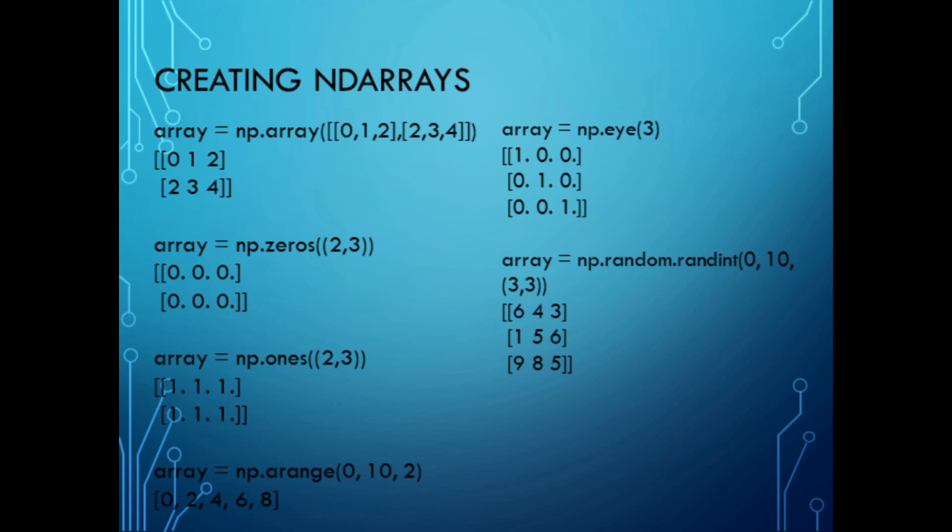The next example is np.zeros, and within the parentheses we give 2, 3. It creates an array in which all the elements are zeros, because we used the command zeros. So np.zeros(2, 3) gives 2 rows and 3 columns, with all elements zeros. The next function is np.ones with 2, 3. That creates a new array with 2 rows and 3 columns, and all elements are ones.